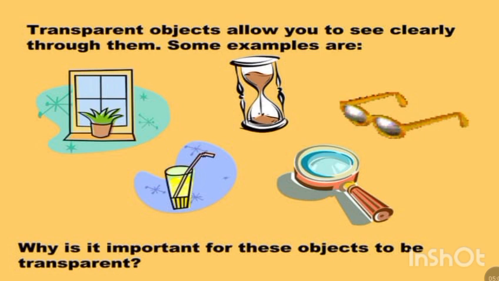And now student, there are two more things that you should know. Transparent objects allow you to see clearly through them. Some examples are window glass, a glass of water, glasses. Why is it important for these objects to be transparent? Transparent objects are those which allow light to pass through them, and one can see easily through them.